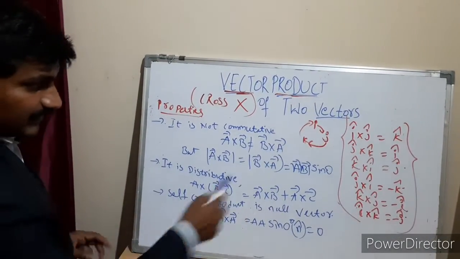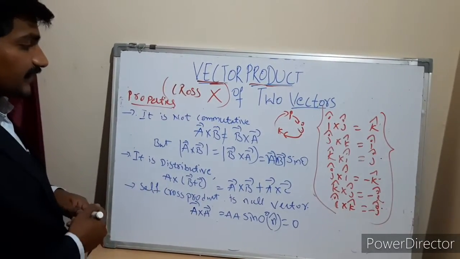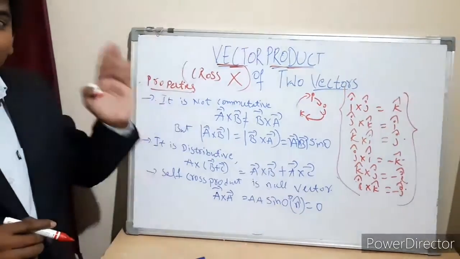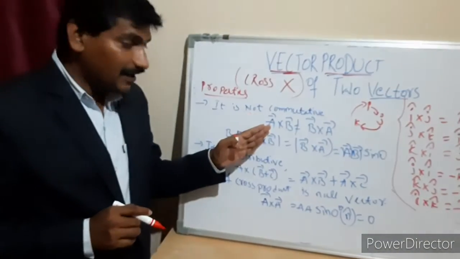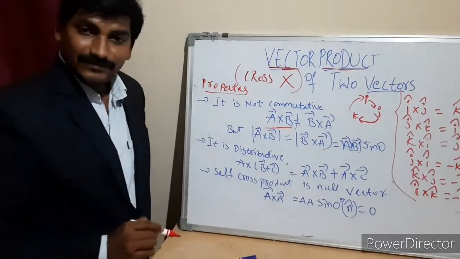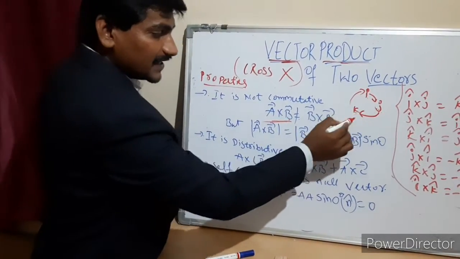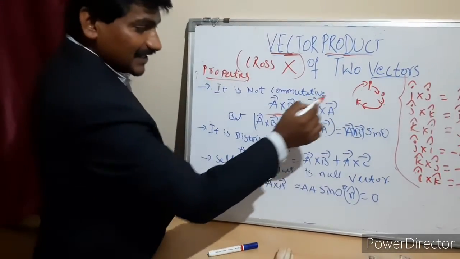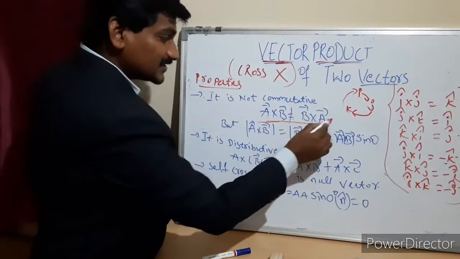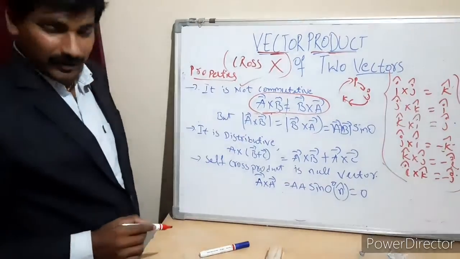Before that, with respect to that, we have some properties. What are those properties? In dot product, it was commutative, a dot b equal to b dot a. But in this case, a cross b is not equal to b cross a. Why is it so? Because i cross j gives you k, but j cross i gives you minus k, right? So these two are not equal.